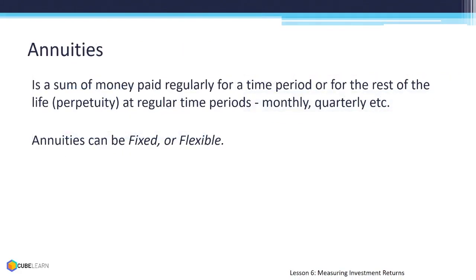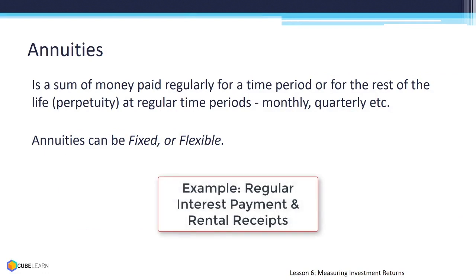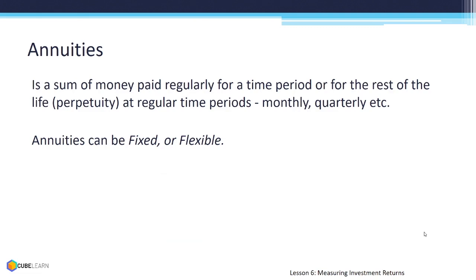Annuity is a sum paid monthly for a time period. Regular interest payments for fixed deposits or rental payments are examples of annuities.